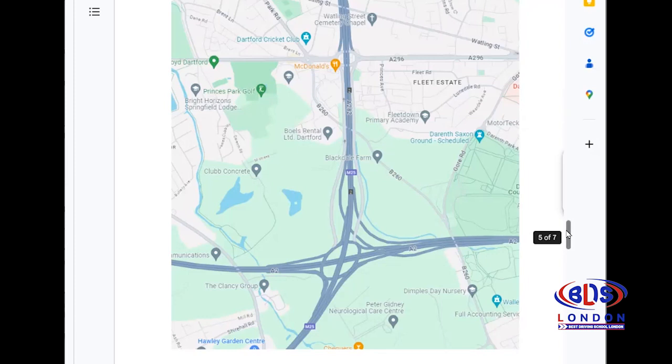Now, however, when it comes to a learner driver, and this is very, very important, a learner driver can go on a motorway. That was brought in about a year or two ago. So a learner driver can now go on a motorway, but only under instruction of a qualified driving instructor.